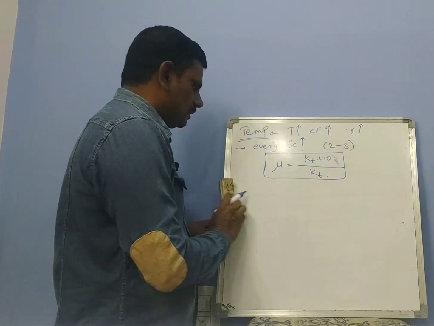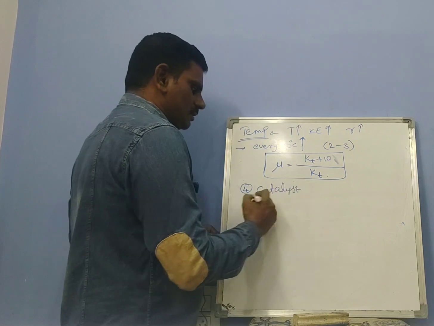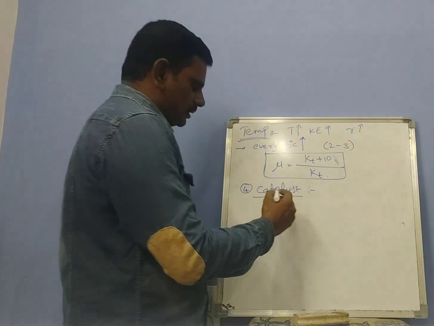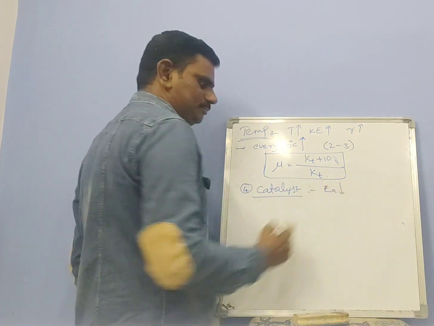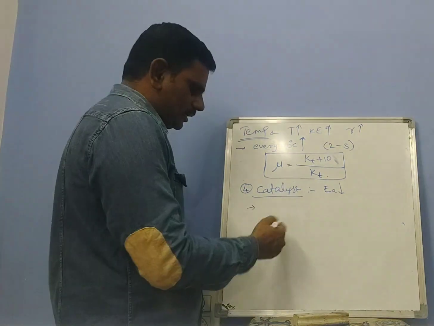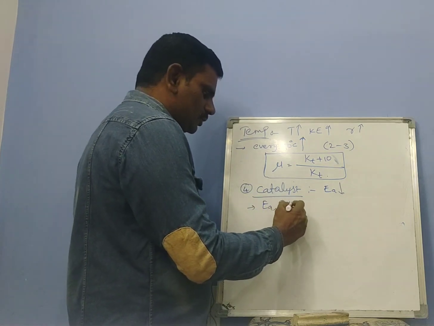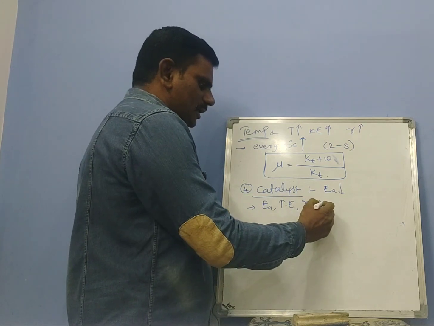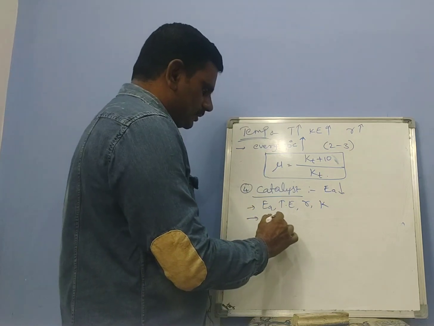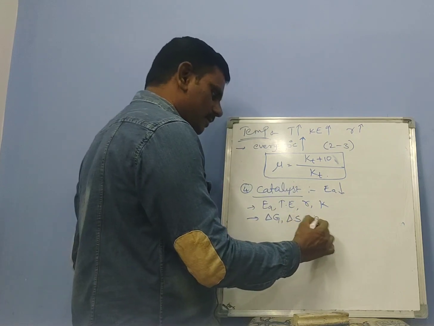Okay. And the next one is what? Catalyst. Generally, in presence of catalyst, rate of reactions are faster because catalyst decreases the activation energy. Now, catalyst alters, means changes, the activation energy, threshold energy, rate of reaction and rate constant. Catalyst does not alter Gibbs free energy, change in entropy and equilibrium constant.